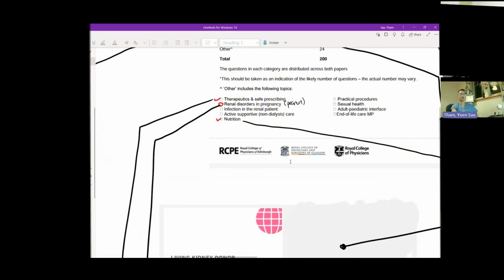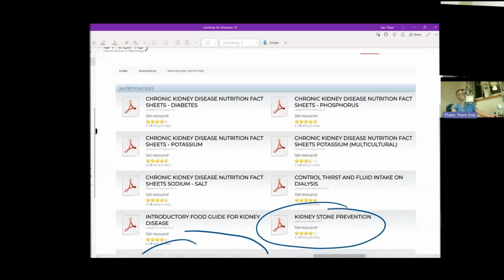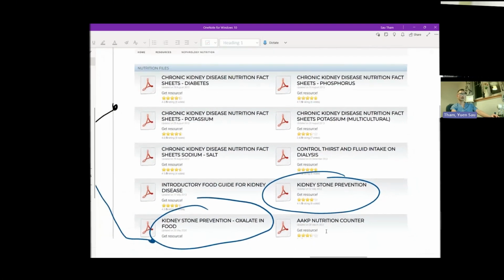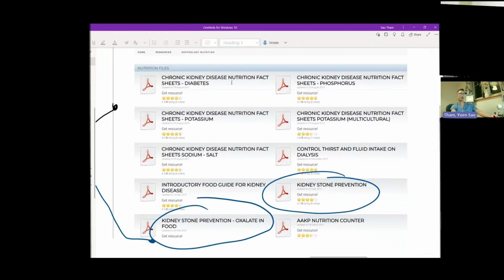Now, nutrition did come up as well. So the question, again, I'll go through some questions later on, was how much protein does the patient on hemodialysis need to have? Again, UKidney, I believe there's nutrition stuff on UKidney. I didn't use this, to be honest. UKidney is a resource that I found after the exam, but it looks pretty helpful.